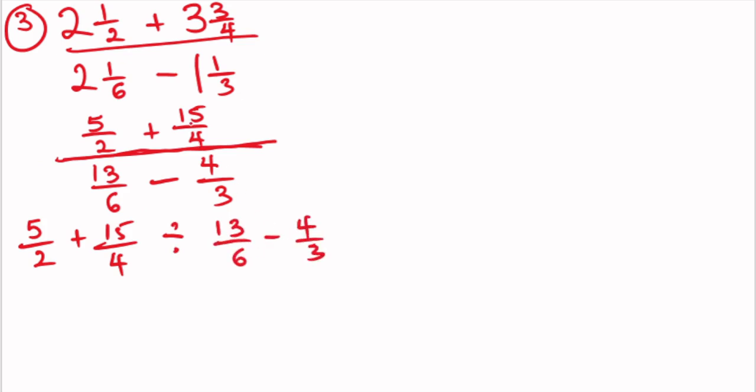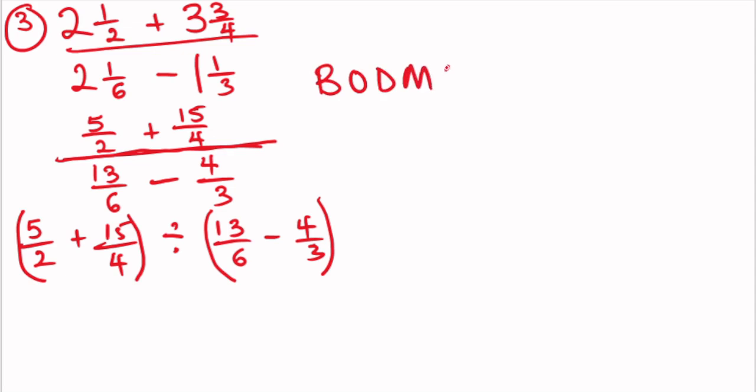So what we are going to do, we are going to put the numerator and the denominator in separate brackets. So for the numerator, we have 5 over 2 plus 15 over 4 in a bracket. And the denominator, which is 13 over 6 minus 4 over 3, will also be in a bracket. So this is us changing the way the question came in, and we are going to get the same answer. Now let's bring back the acronym to know which sign we are going to work with first. So we'll have brackets. We have two separate brackets here, so we're going to do the brackets together. Then after the brackets, we'll move down to division.